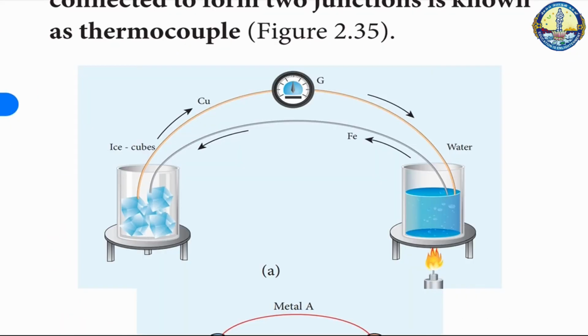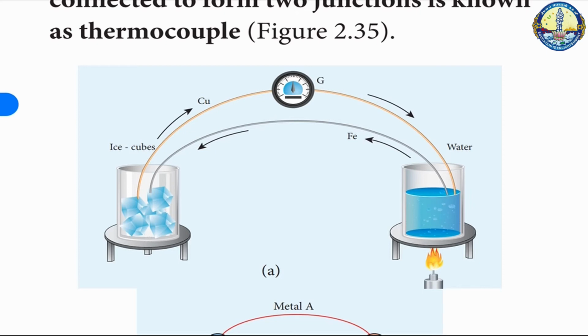We have three effects under the thermoelectric effect: the Seebeck effect, the Peltier effect and the Thomson effect. The first we are going to see now is the Seebeck effect. Seebeck discovered this with a closed circuit consisting of two dissimilar metals, here copper and ferrite, with the junctions maintained at two different temperatures. One is ice cubes and the other is warm water, which is hot. So we maintain two different temperatures at the junctions of copper and ferrite.